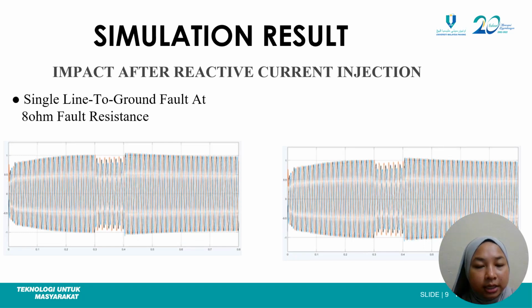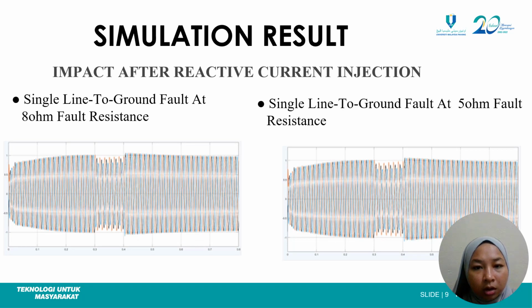And then this is the impact after reactive current injection for single line to ground fault at 8 ohm and at 5 ohm. While injecting the reactive current for single line to ground at 8 ohm, the voltage rises from 0.7 to 0.9, and for the 5 ohm, the voltage rises from 0.7 to 0.9. Same as the 8 ohm, with a few different values at the back.